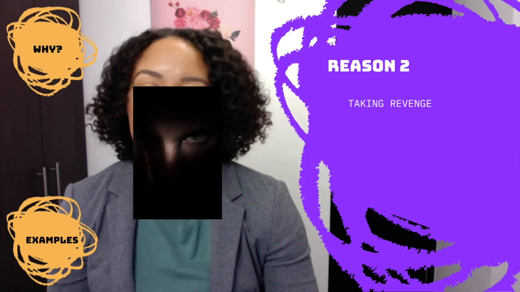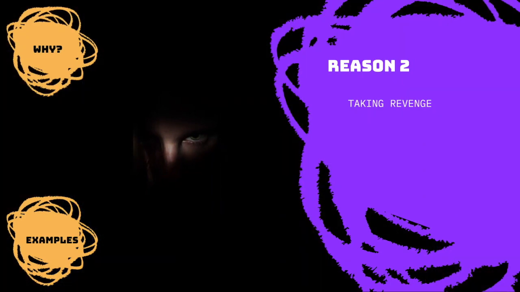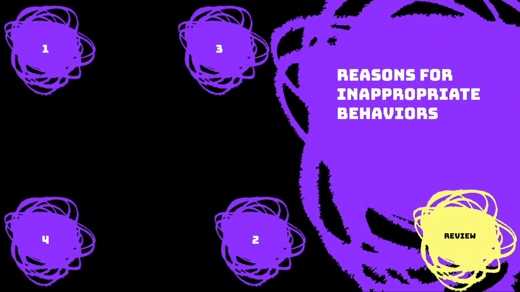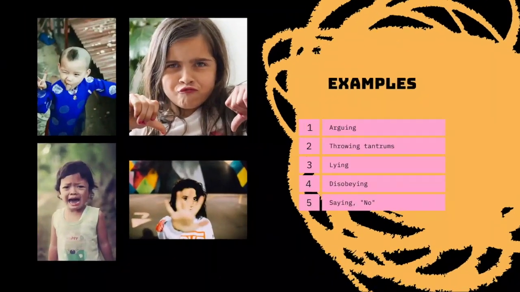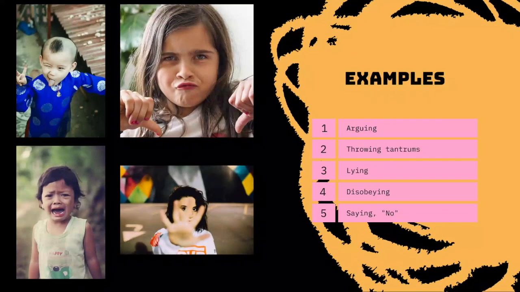So let's move on to the fourth. Is it the fourth? Third, I was jumping ahead. The third reason for behaviors is displaying power. So when someone is trying to display power, they may argue constantly. I know you see children throw tantrums, but adults can throw tantrums too. There's also lying or disobeying and the constant saying no. Now you see these behaviors in a variety of age ranges. It's not just in children.